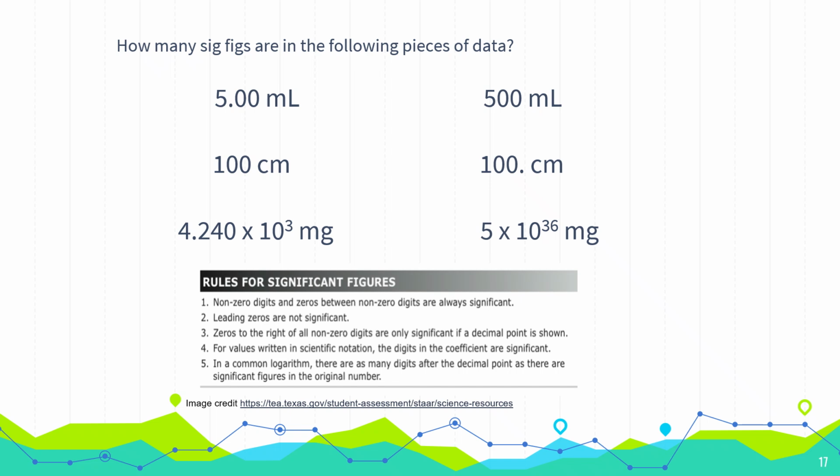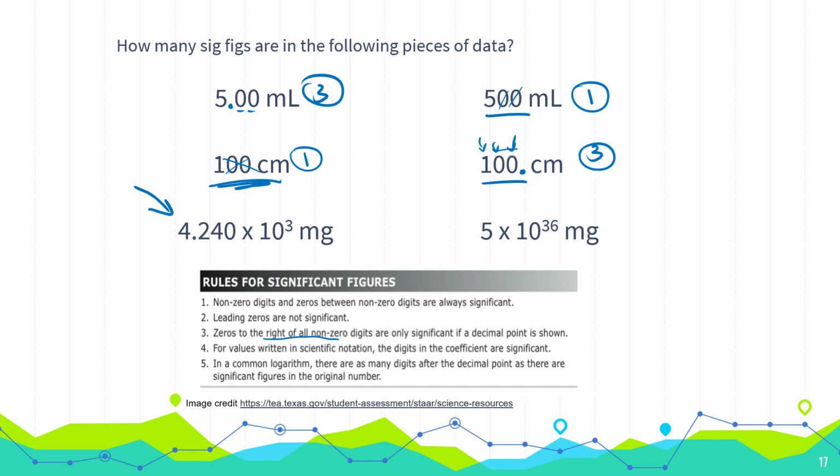Quick answer check. Because there's a decimal place, these are significant. There are 3 sig figs. This one, no decimal, not significant, only 1 sig fig. And 500 milliliters, same. There's no decimal place, and so there's only 1 sig fig. Those zeros don't count because they are to the right of the non-zero digit and there's no decimal. But what if I go ahead and throw a decimal at the end of 100 centimeters? Now, because there's a decimal and these zeros are to the right of the non-zero digit, they are significant. There are 3 sig figs.